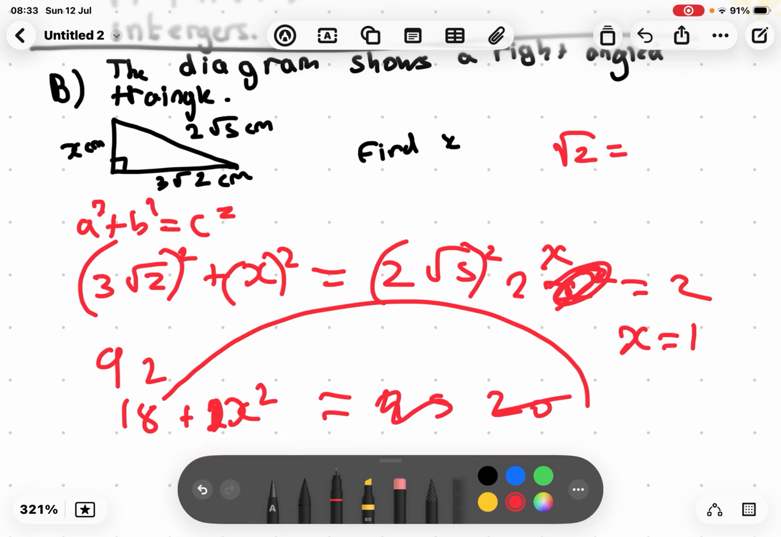Hey guys, welcome to part 2 of my video on surds. In this video, we're going to run you through the common styles of exam questions that can come up. This includes multiplying and simplifying surds, rationalizing 2 term denominators, and rationalizing the denominator.